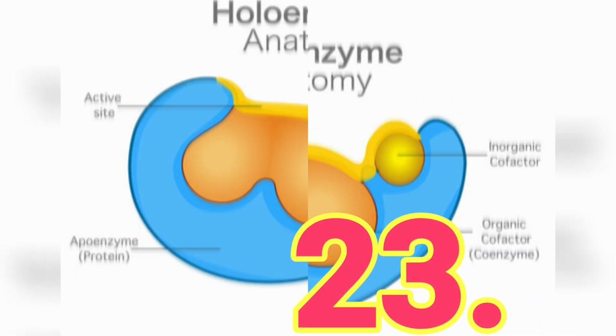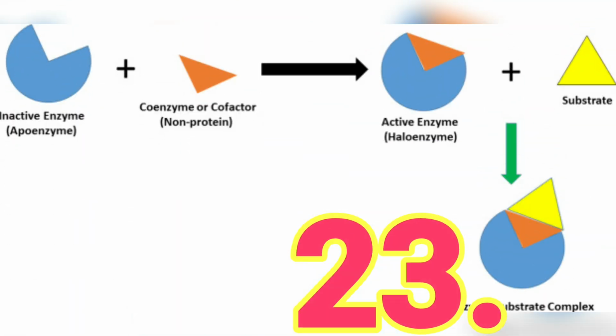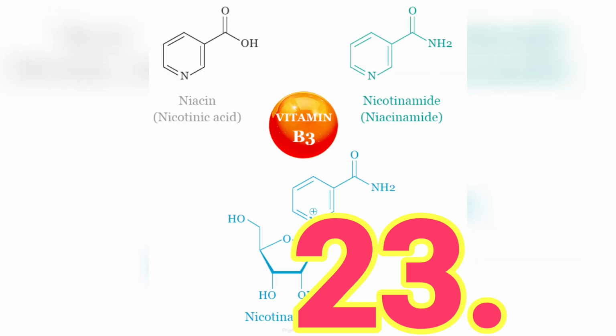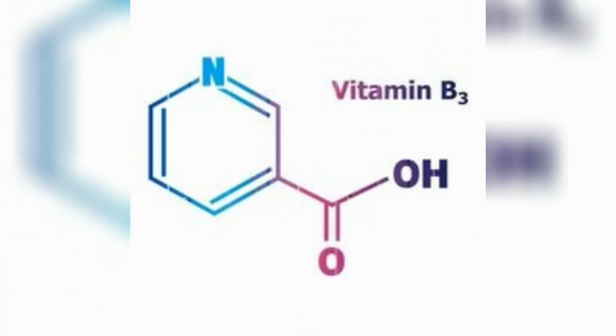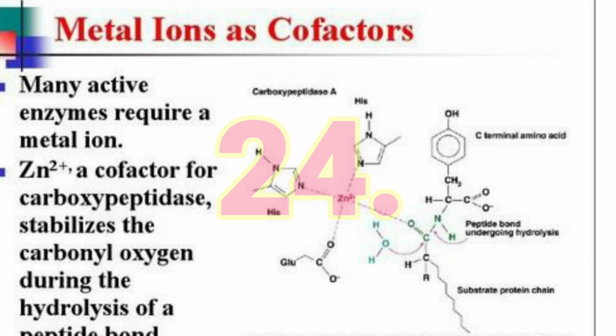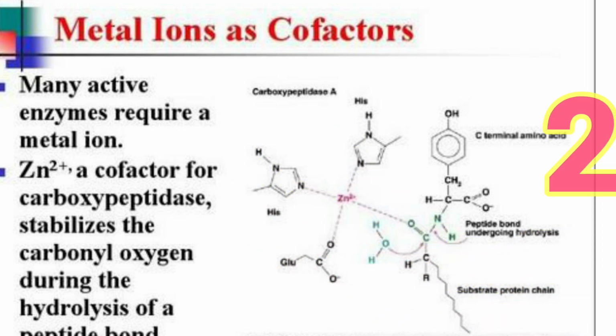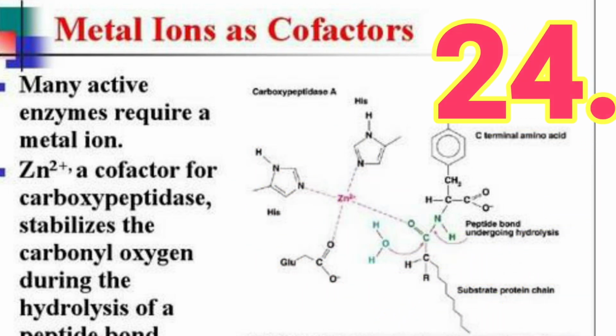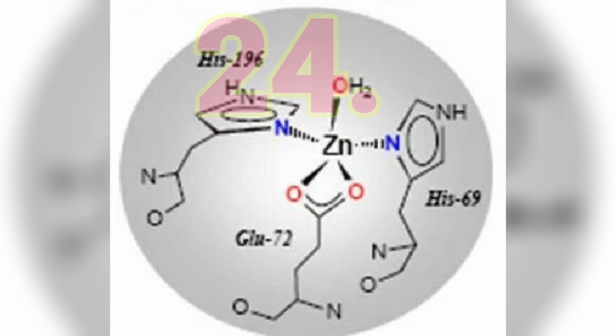Coenzyme means loosely bound organic compounds. Usually, vitamins are examples of coenzymes. Another one is NAD and NADP, and the vitamin niacin are examples of coenzymes. Metal ions are loosely bound inorganic compounds. They form coordinate bonds. For example, zinc for the enzyme carboxypeptidase.